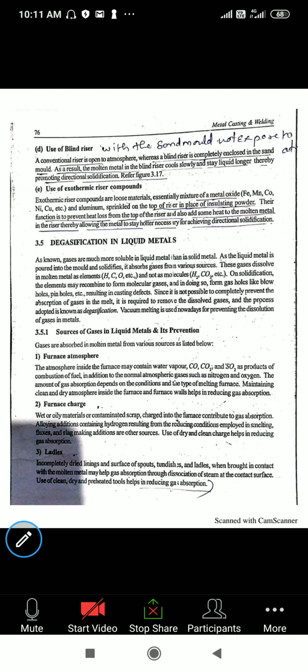Now the second one is the furnace charge. If you are using a gas furnace for the charging purpose, then whatever gas is released during the melting process may enter the molten metal. Then the third one is the ladles. During the carrying in the ladle or crucible cup, gas may be absorbed, or when the metal is poured into the crucible cup or the ladle, the wall or the chemical composition causes gas to be entrapped in the molten metal.